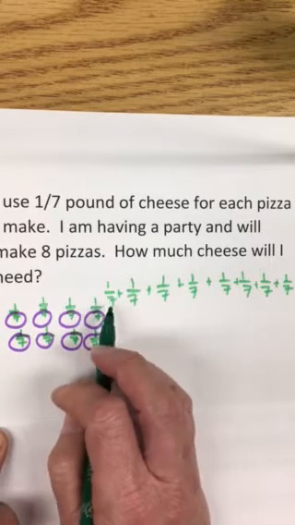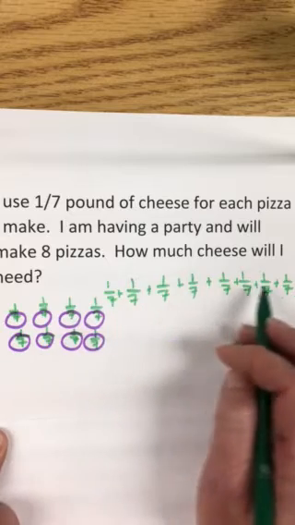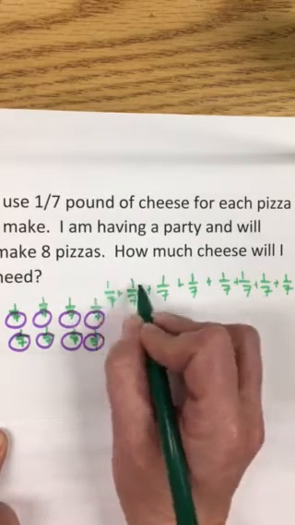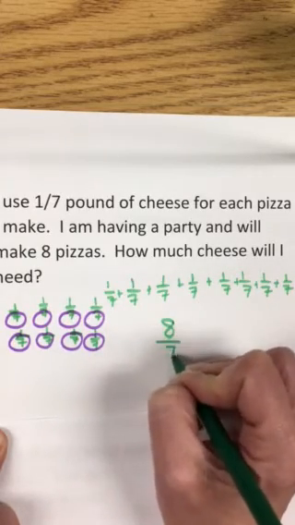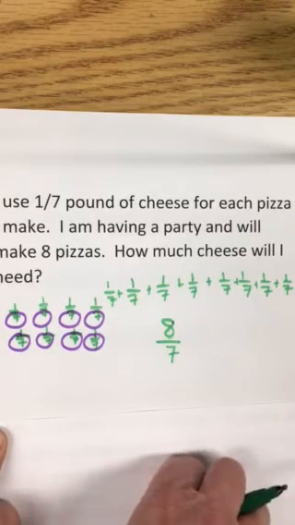I know my operations for adding fractions, which means my denominator is the same in this case. Therefore, I can go ahead and just add the numerators together. I should have 8 over 7. Denominator doesn't change, since all I'm doing is adding those together.